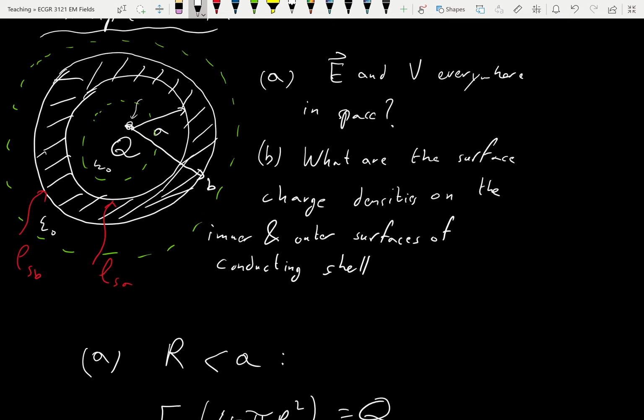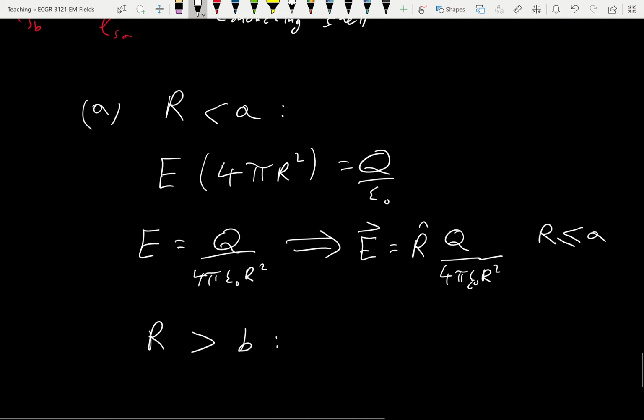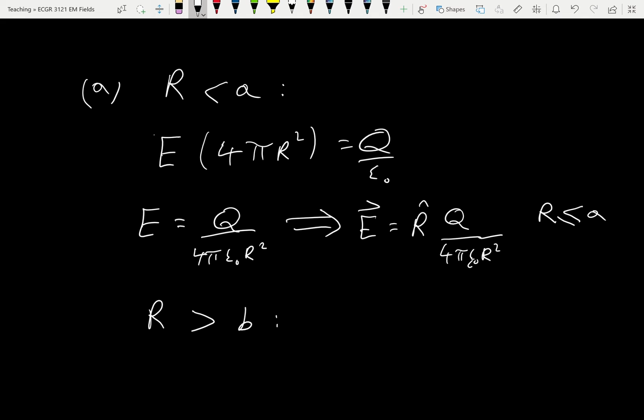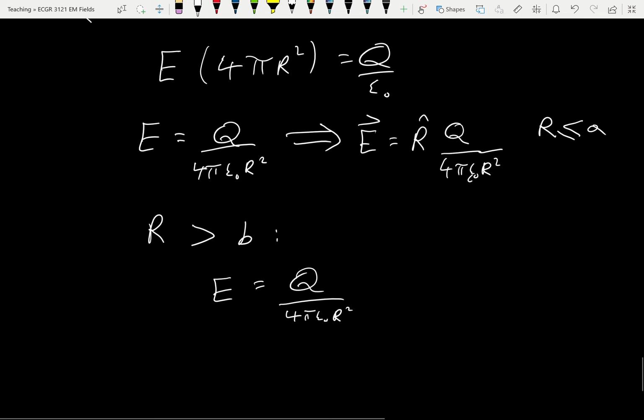Meaning if I apply Gauss's law outside B, the total charge in the conductor remains zero, although it's redistributed so that some charges exist on the surfaces. The total charge is still zero. The only charge that remains is Q. So E will have the same form. If R larger than B, E will still be Q over 4 pi epsilon naught R squared. I'll just stick to the magnitude.